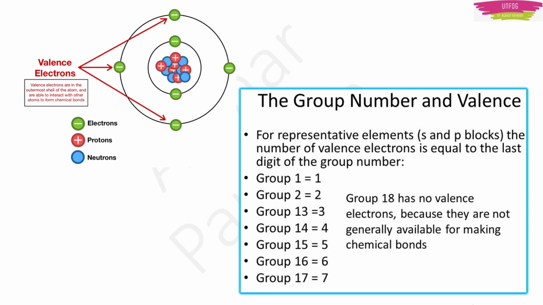Okay. So this point you can take as a trick also. The number of valence electrons will be equal to the group number if it is a single digit. If it is a two-digit number, meaning the group number is two digits, then you take the units place number. That will be equal to the number of valence electrons for that element. Okay. So this was all about the periodic table.